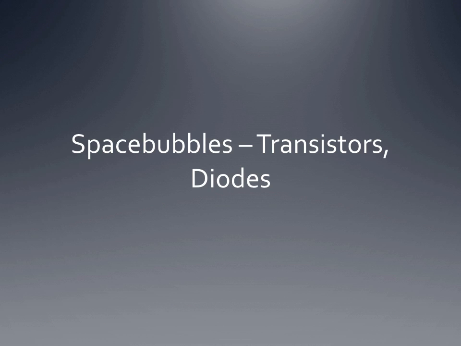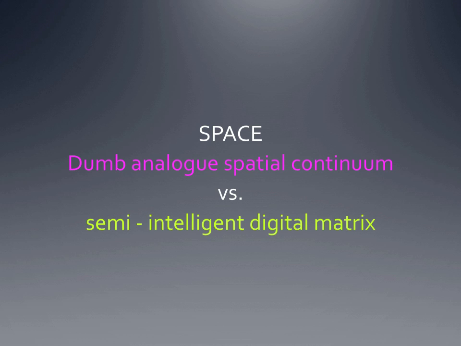Now this whole setup of a three-dimensional structure with variable interbubble resistances, doesn't that remind you a little of transistors and diodes in electricity? Space would appear more like a semi-intelligent digital matrix rather than a dumb analog spatial continuum.